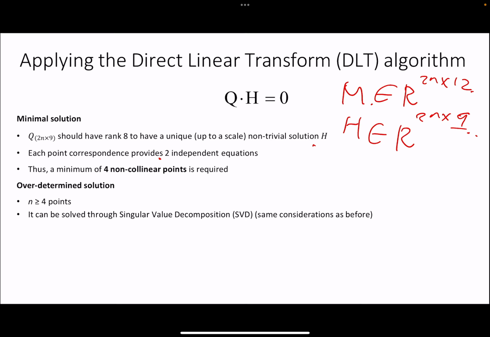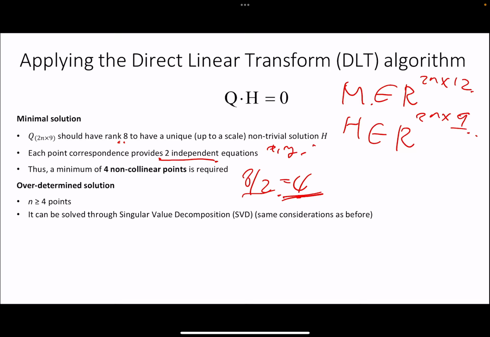The same thing: each point correspondence provides two independent equations, for x and y. So 8 divided by 2 is 4, so we need 4 non-collinear points. That is the minimal required number of correspondences for this method, because the rank of Q is 8. Each correspondence gives us two independent equations, x and y, so 8 divided by 2, we need 4 non-collinear points. That is the minimum number of correspondences.